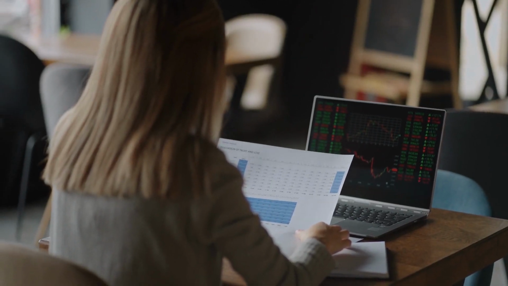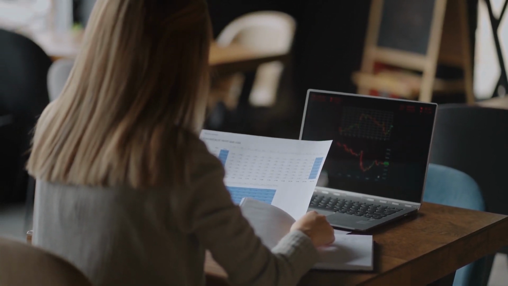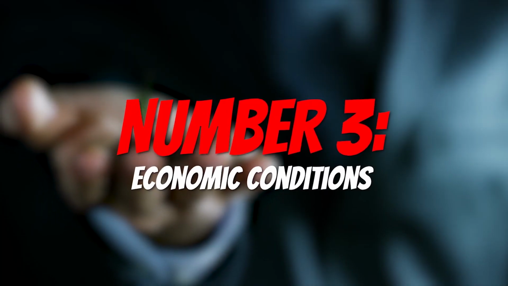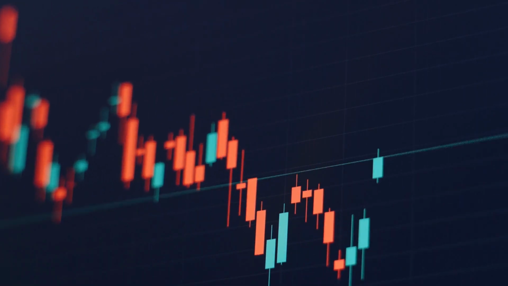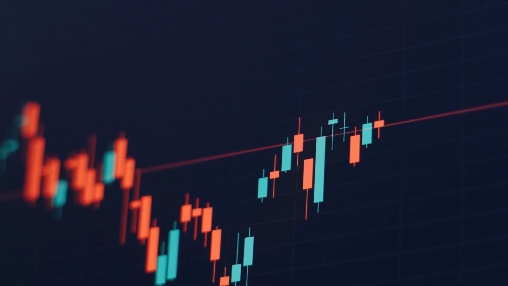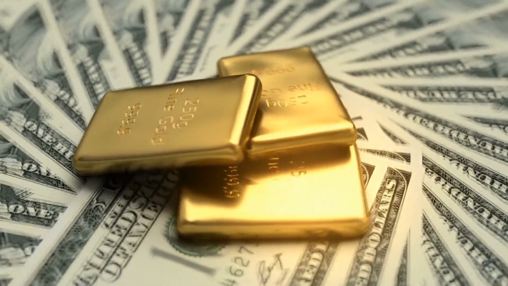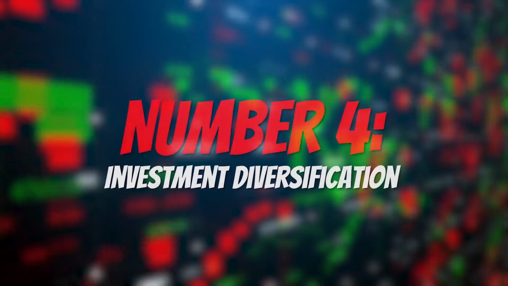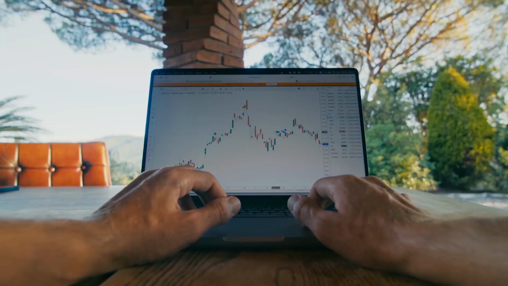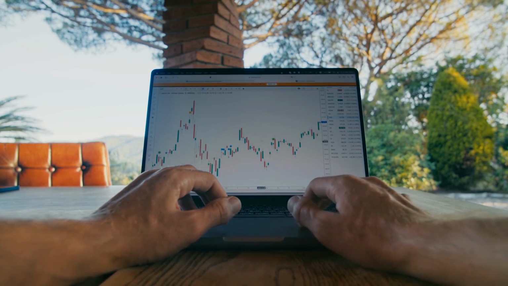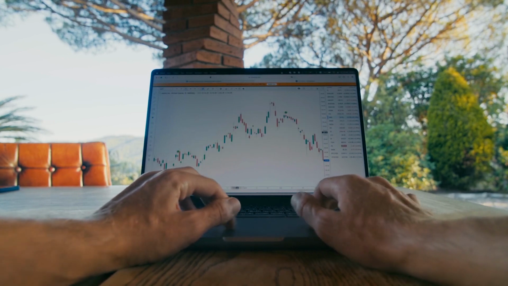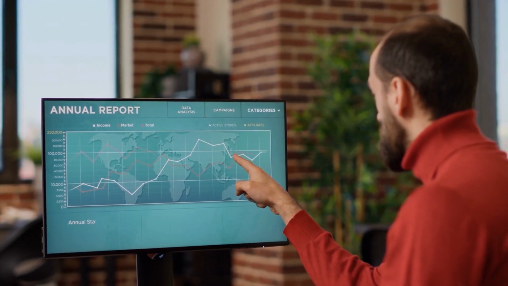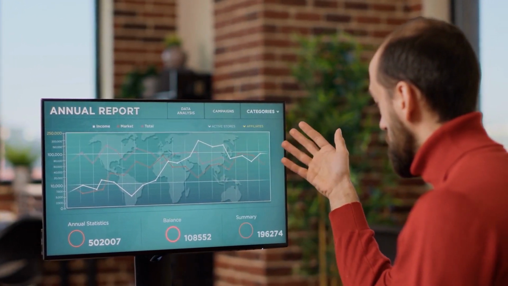Investment fees. Some investments, such as mutual funds and exchange-traded funds, charge fees that can reduce the overall return on the investment. Economic conditions. The state of the economy can have a significant impact on the ROI of an investment. For example, during economic growth, stock prices tend to rise, which can lead to higher returns for investors. And investment diversification. Diversifying an investment portfolio across a range of asset classes can help to mitigate risk and improve overall returns. By considering these factors, investors can make more informed decisions about where to allocate their funds to maximize their ROI.